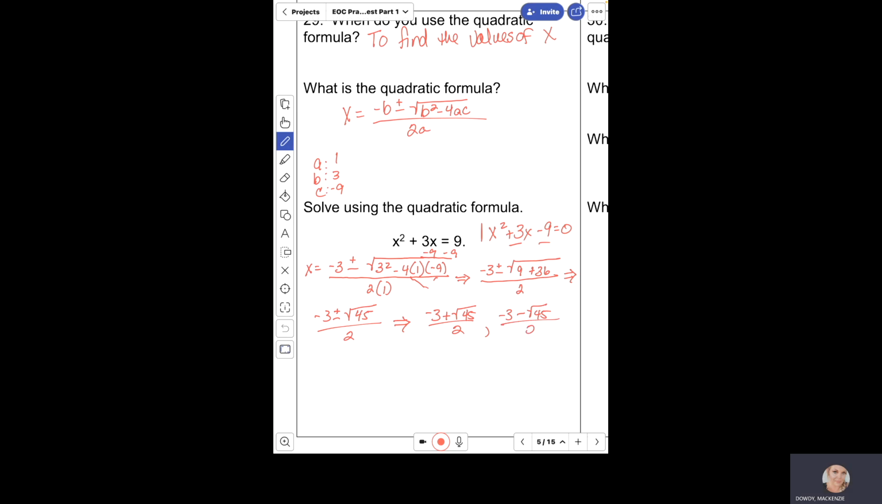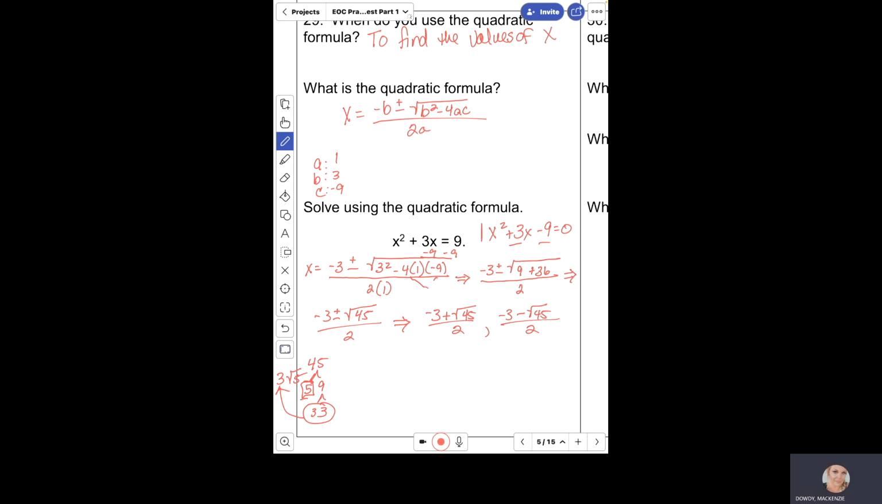over 2. 45 is not a prime number, so we need to break that down into prime factors. 45, I can multiply 5 times 9. 5 is prime, 9 is not. 9 is 3 times 3. So if I take those 2 3s out, move them to the outside, I have this 5 here by itself to throw back inside of a radical. You get 3 times the square root of 5.